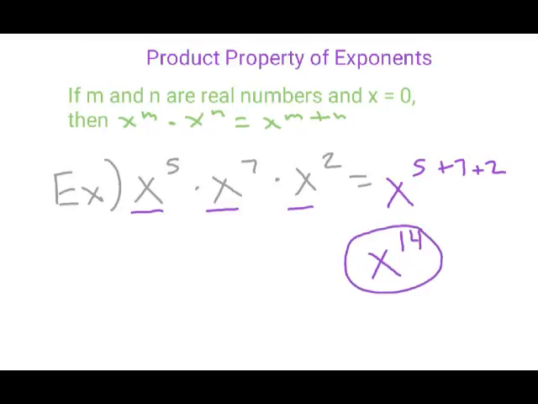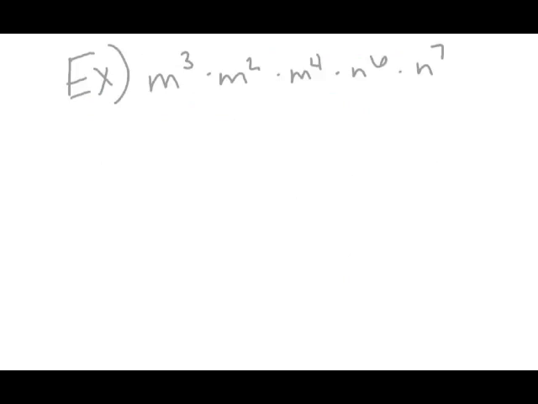All right, let's take a look at this example. In this example, it is m to the third times m to the second times m to the fourth times n to the sixth times n to the seventh. When we're looking at solving this, we look at the factors that match. If you notice, we have 3 m's and 2 n's.